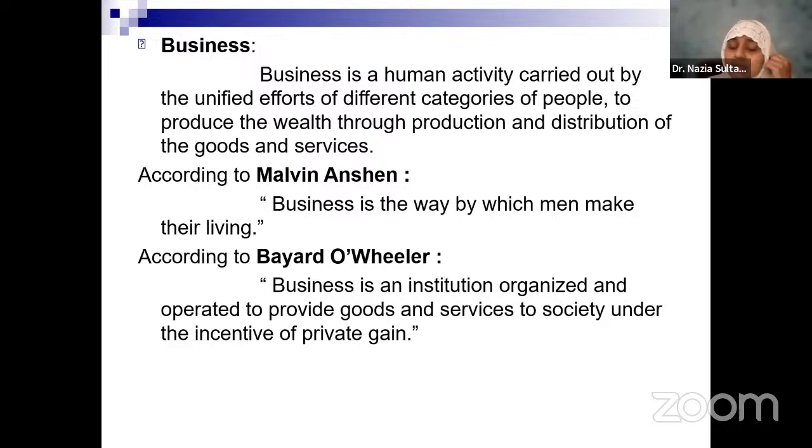I hope you know the basic difference between a good and a service. Anything which is tangible, anything which you can see, touch, feel, inspect before buying is a good. Whereas a service is anything which is intangible, inseparable from the service provider, and which you can only experience. You cannot see it as such. It's called a service.